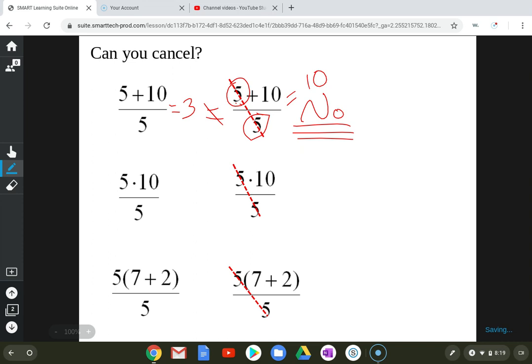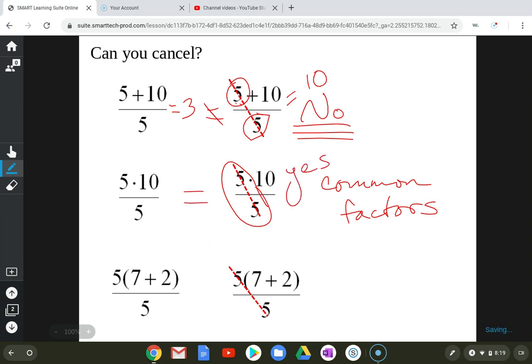The only time you can cancel is if they are common factors, things being multiplied. So this 5 is being multiplied by the 10. There's no separate terms. Yes, you can cancel. Same thing here. It's being multiplied. It's okay that there's an expression here. It's still just two things being multiplied. There's no separate terms being added. So because of this, yes, you can cancel. So anyway, you can only cancel common factors.